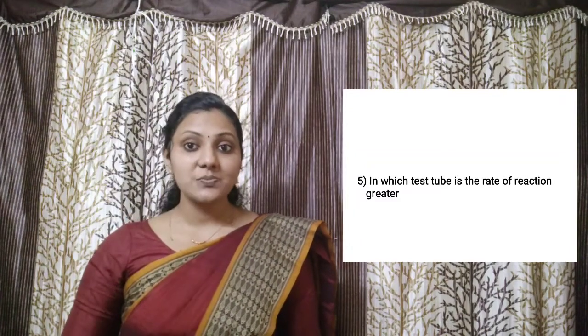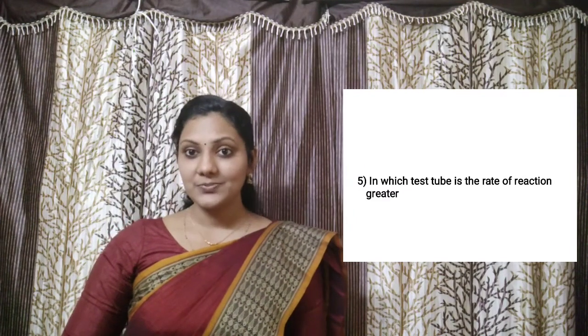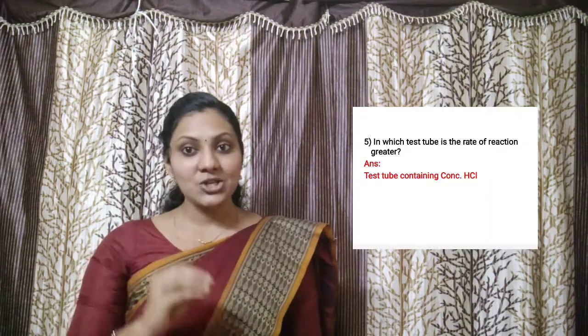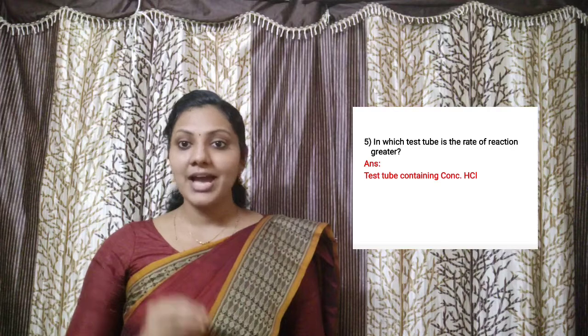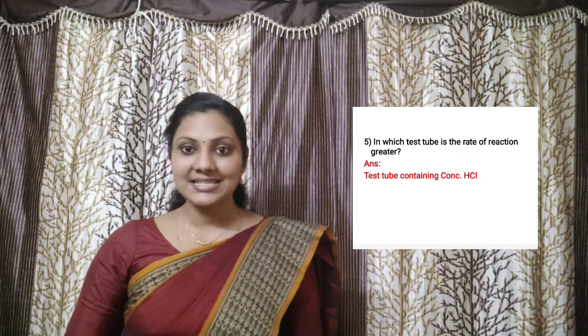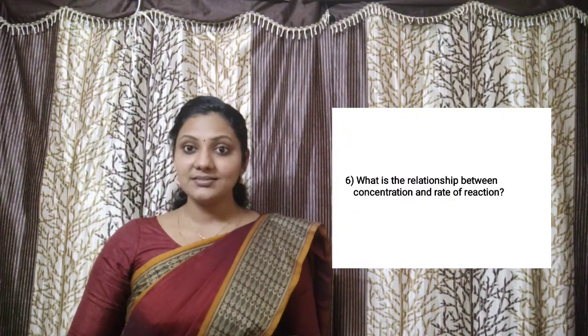In which test tube does the reaction take place at a faster rate? So, in which test tube does the reaction take place at a faster rate? What have you observed in the experiment? Yes, the test tube in which magnesium and concentrated hydrochloric acid is taken, isn't it? Very good. Okay, so what is the last question?